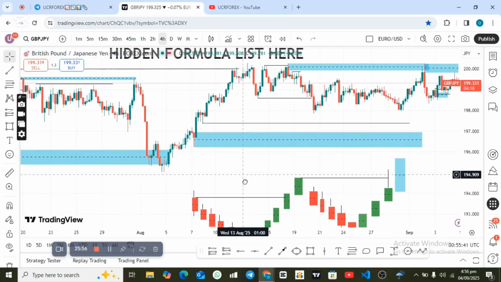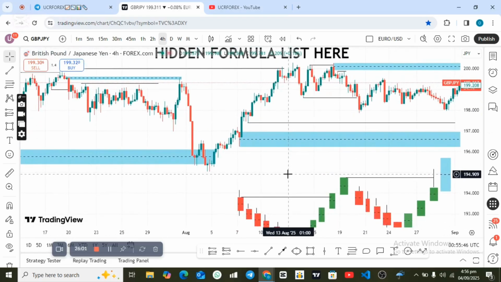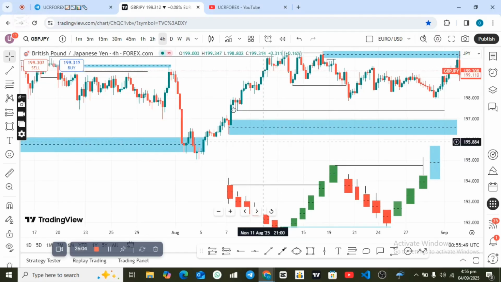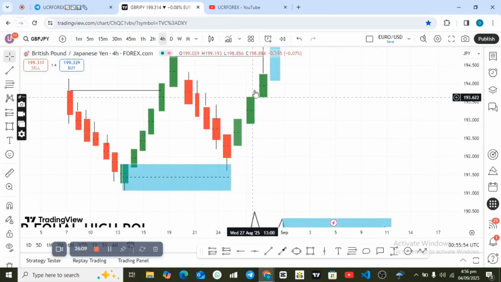Okay, the second most important thing here is that it must have a fair value gap. What do I say fair value gap is? It is a gap in between three candles. When you look at these candles that went up, remember what I said? It is a gap in between three candles.